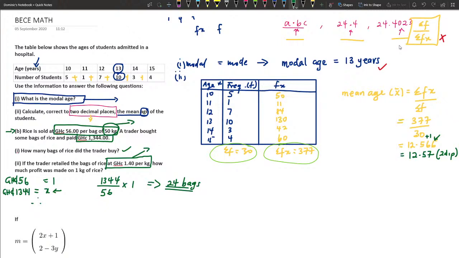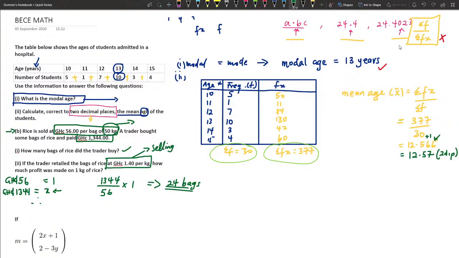So we are going to look at the cost price of 1 kilo. Then when we are done looking at the cost price of 1 kilo, we will look for the profits made when it is sold at, because maybe this is the selling price of it.